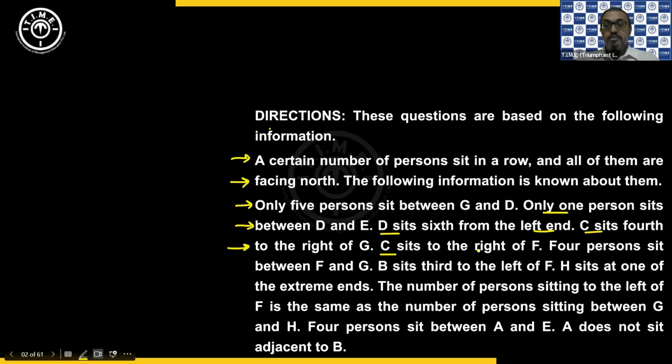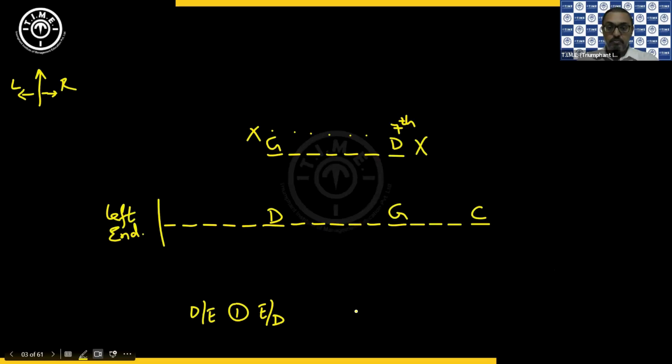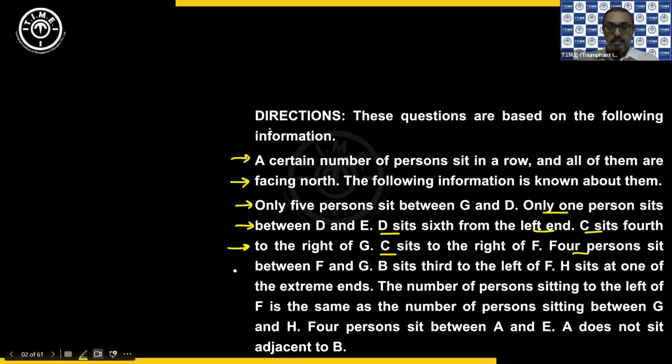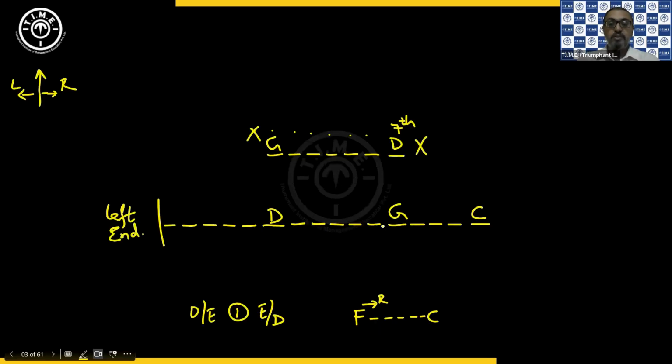Then C sits to the right side of F. Okay, so F is there. On the right side of F somewhere, you need C. Now, 4 persons sit between F and G. Now, 4 persons between F and G, I cannot take it on the right side of G. Why? Then F will come on the right side of C. If F comes on the right side of C, then C comes on the left side of F. But I don't want C on the left side. I want C on the right side of F according to the condition.